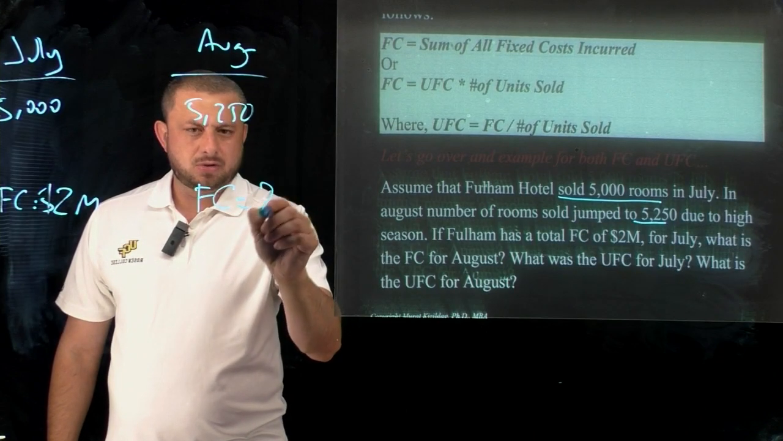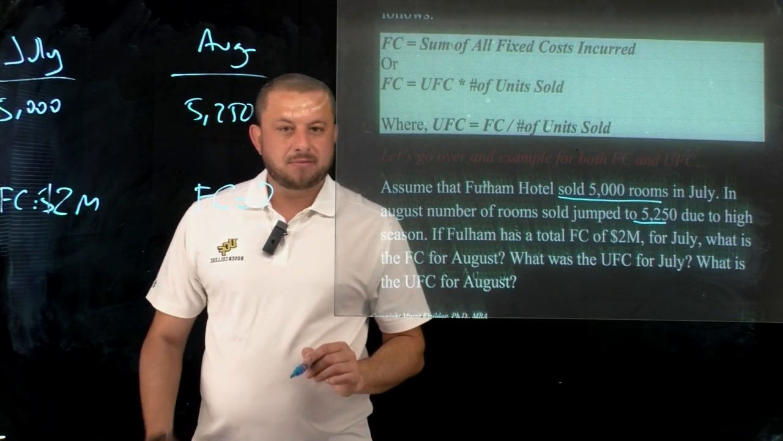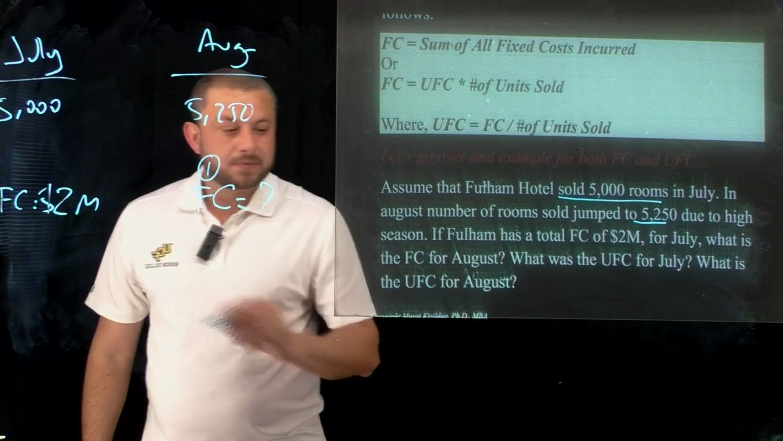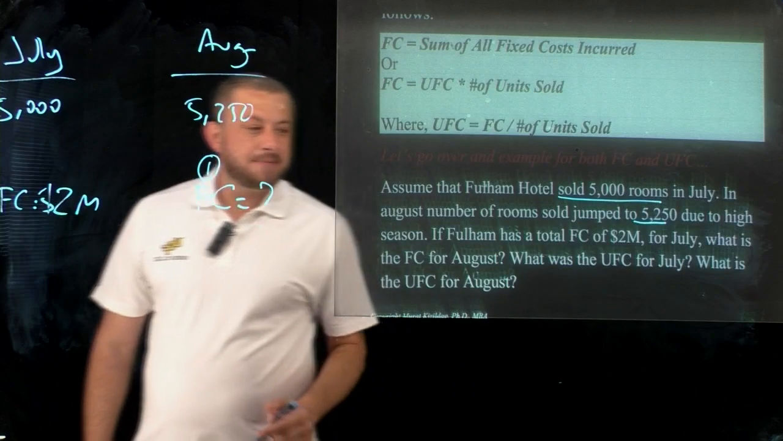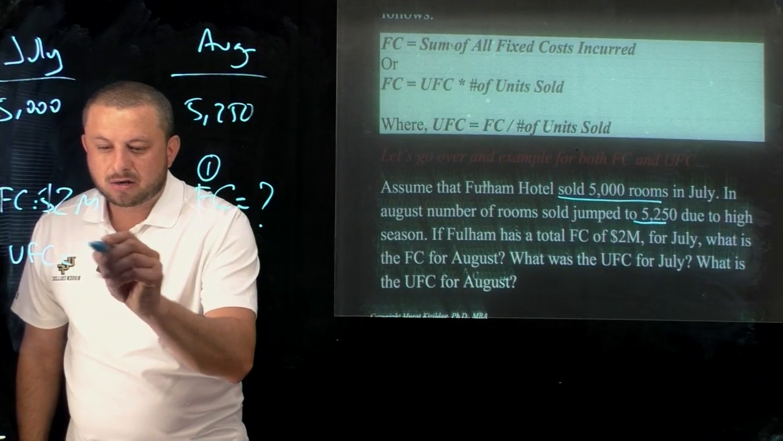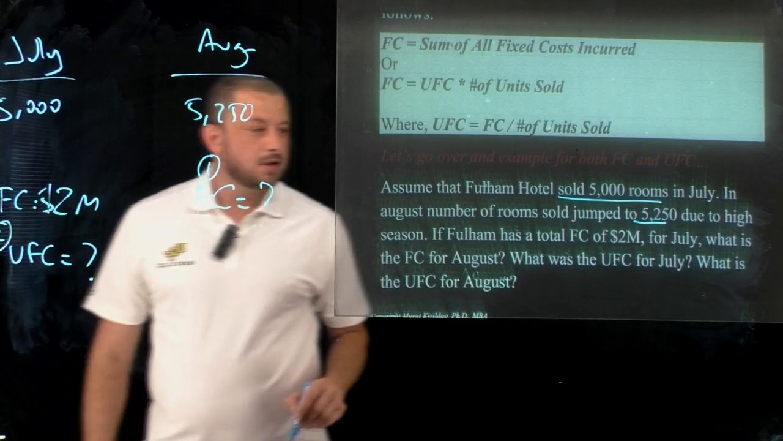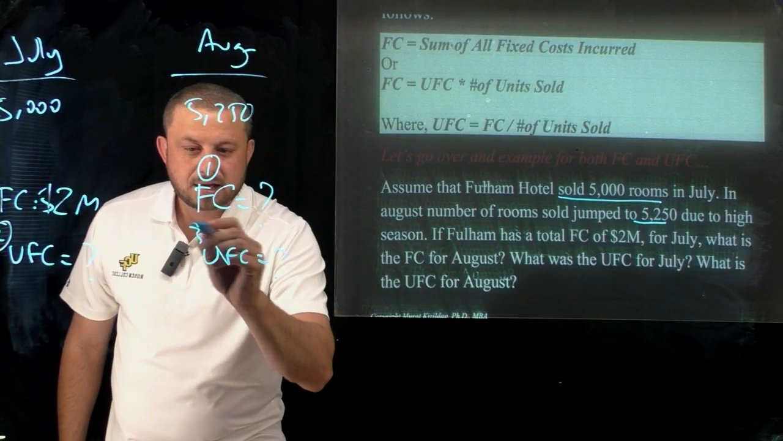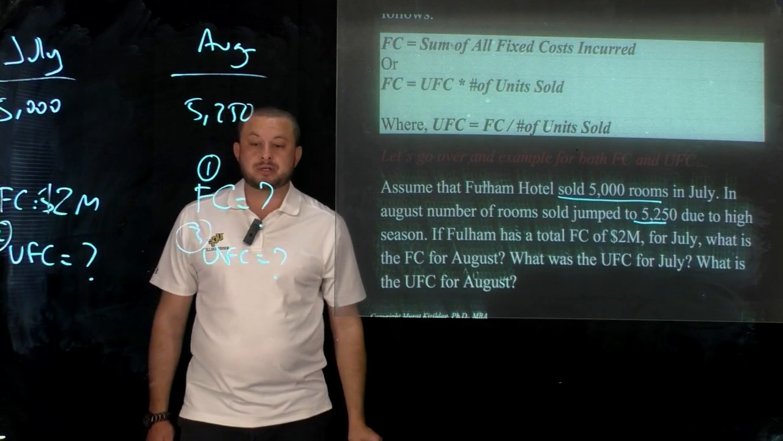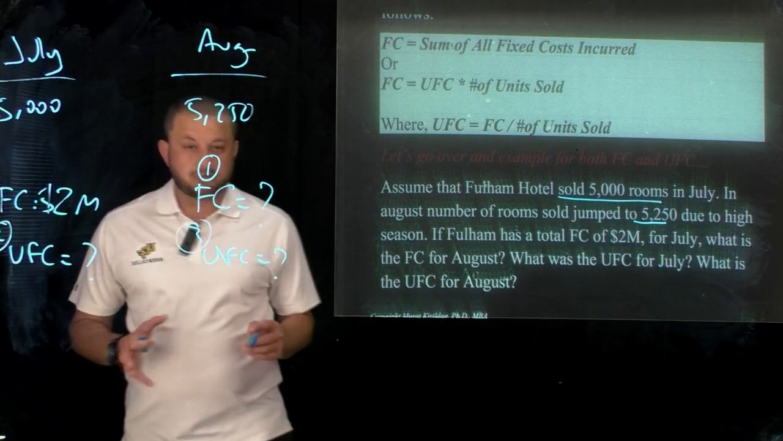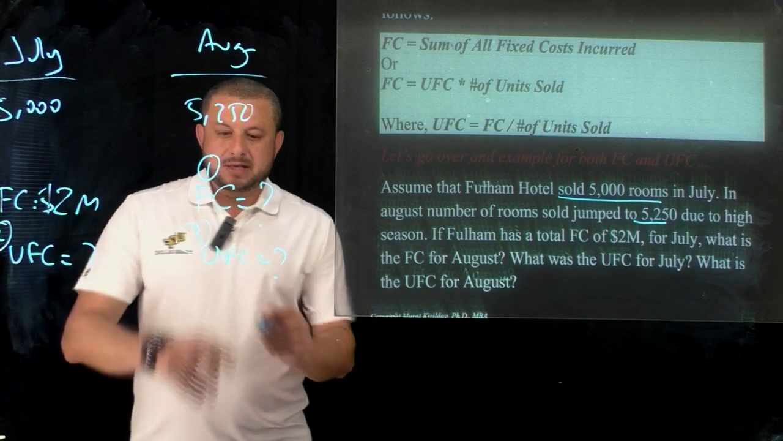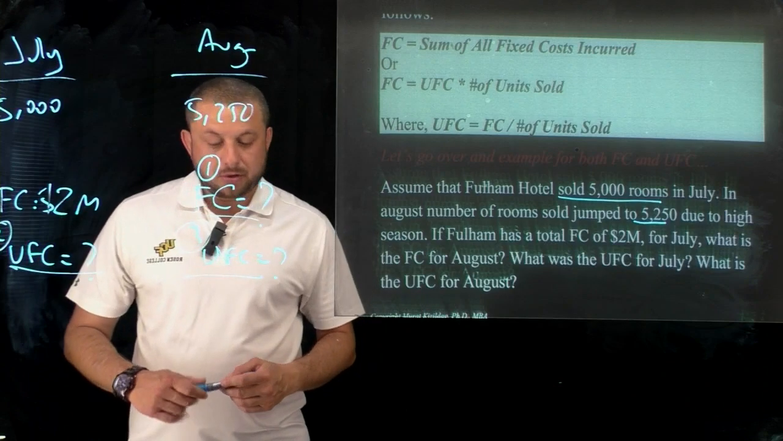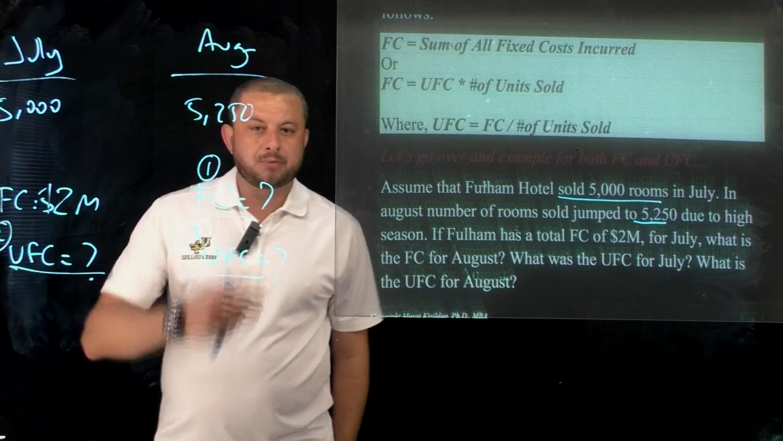So take a look at what we're solving for right now, guys. We have multiple questions in one question. Fixed cost for August, question number 1. What was the UFC for July? UFC for July, question number 2. What is the UFC for August? UFC for August. So as you can see right here, we have 3 different questions, and we will have to solve for them. For some of them, we don't even have to use the equation and come up with the solution.